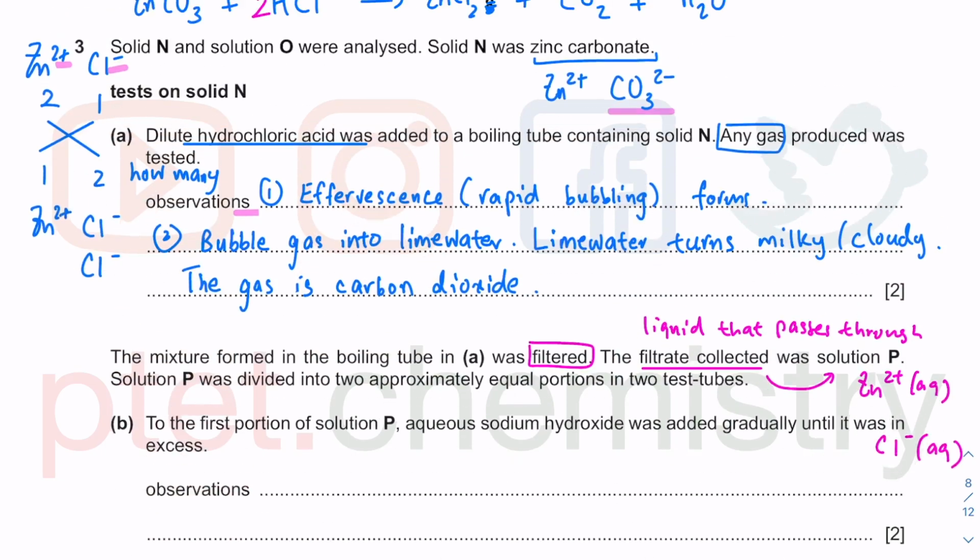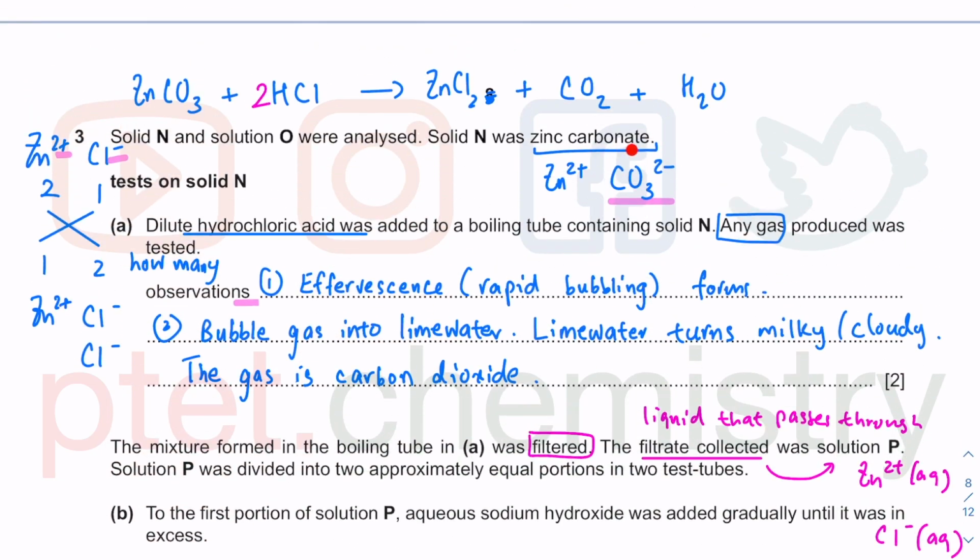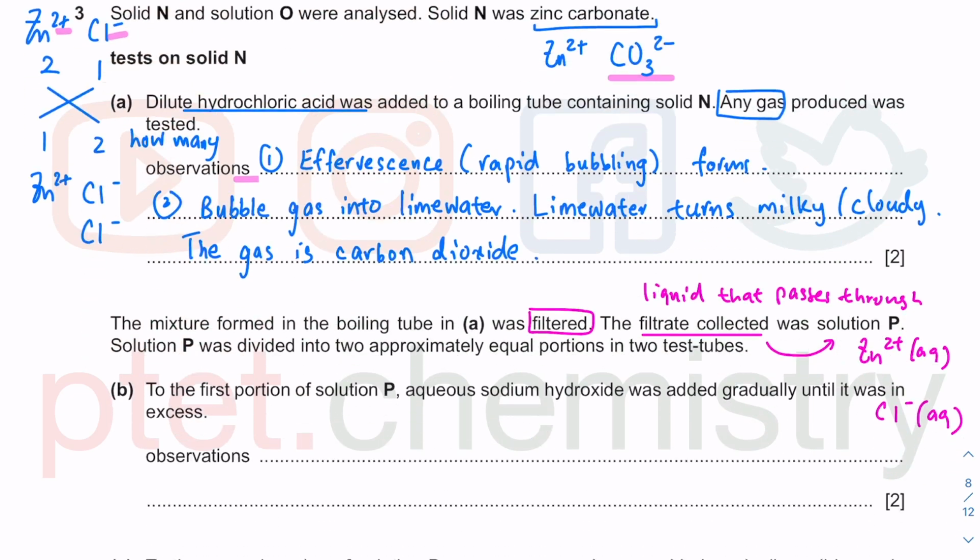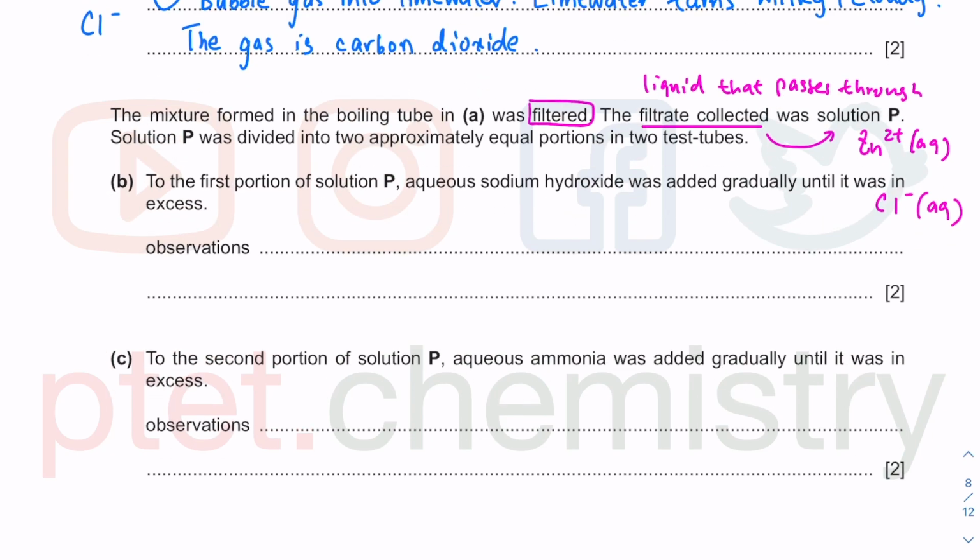They pass through. All carbonates are insoluble except when they contain sodium ion, potassium ion, or ammonium ion, part of year 9 or year 10 solubility rules. We divide this solution P that contains these soluble salts into 2 test tubes.